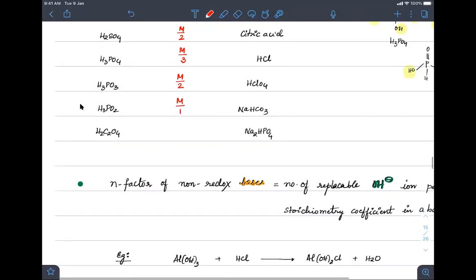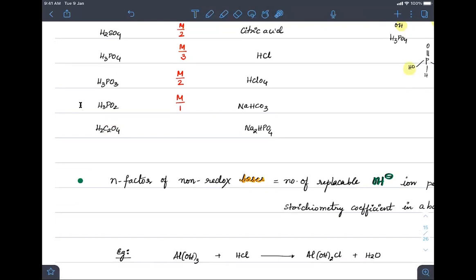Next, H2C2O4, oxalic acid. In oxalic acid, both of these hydrogens are involved, and both of them are acidic in nature. So accordingly, you can use it.